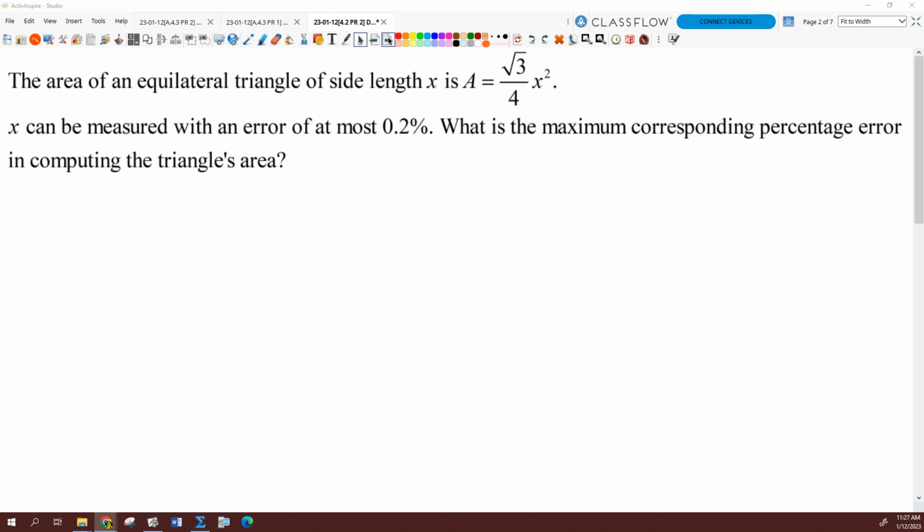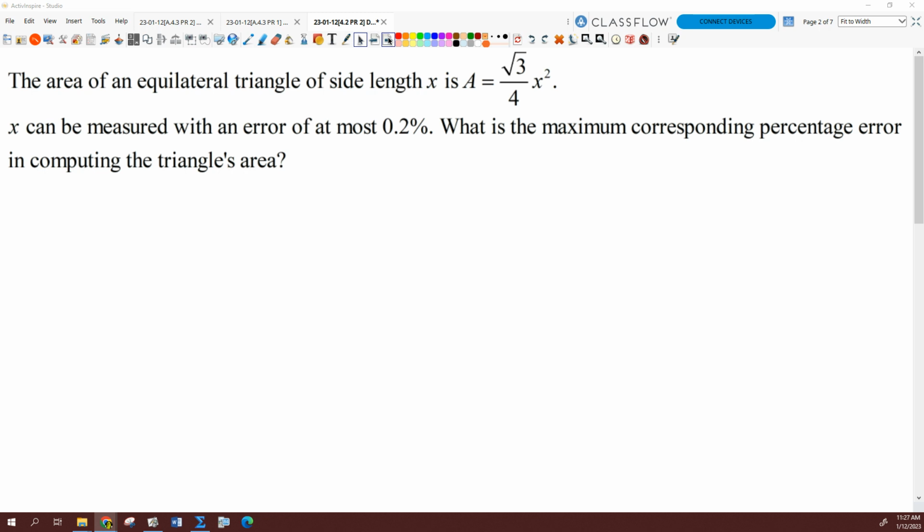The area of an equilateral triangle of side length x can be calculated just from the side length. That's the formula: square root of 3 over 4 times x squared. X can be measured with an error of at most 0.2%. What is the maximum corresponding percentage error in computing the triangle's area? Okay.